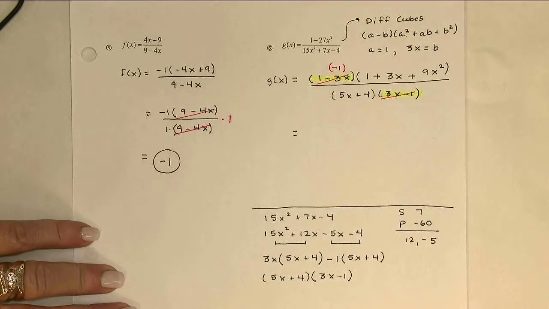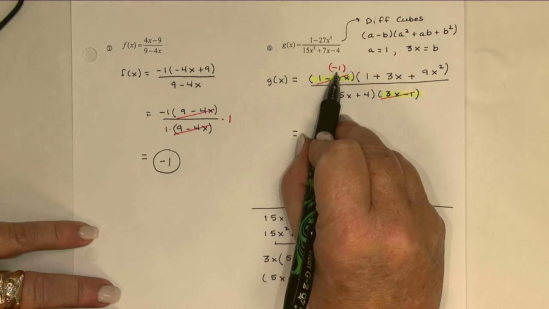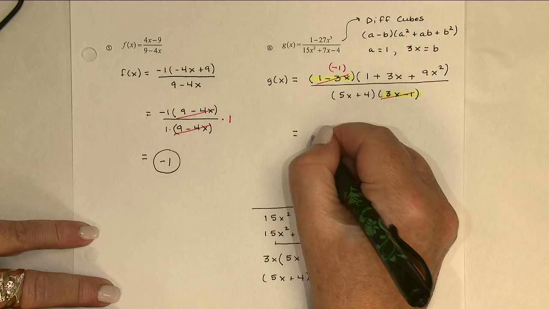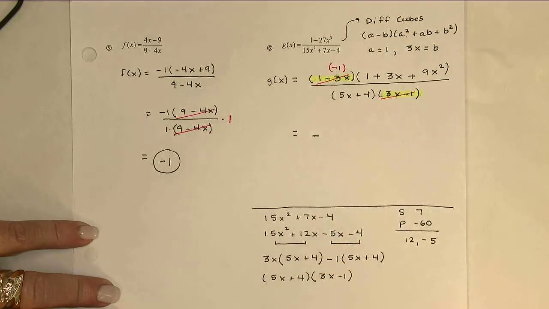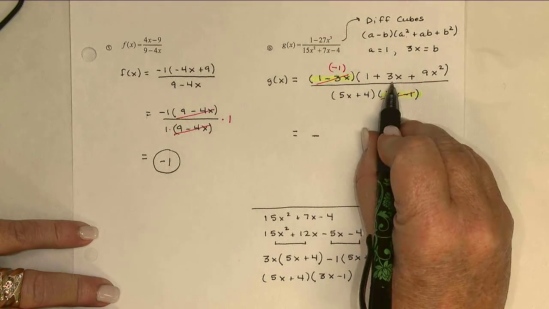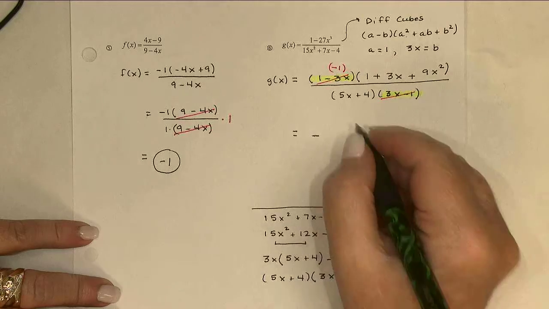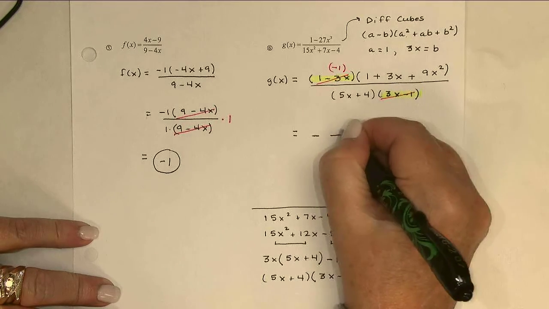As far as writing the final answer, I can take this negative and just bring it right out in front of my fraction, which is probably what I'm going to do. Or I could choose to distribute the negative through the numerator. That would also work. But I'm just going to put it in front.